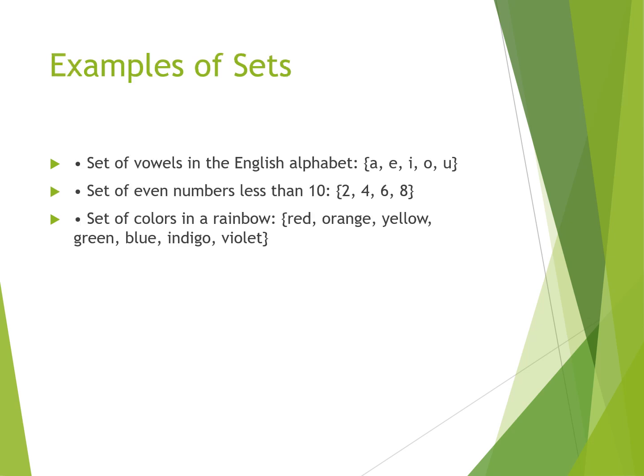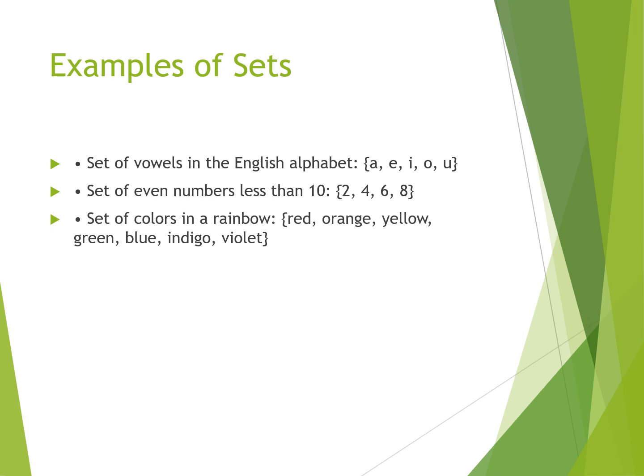Just as we are saying, set of vowels in the English alphabet, that's A, E, I, O, U. This is a very good example of a set. Set of even numbers less than 10. So you know what an even number is. These are numbers that when divided by 2, there won't be any remainder. So 2, 4, 6, 8 is a very good example of a set.